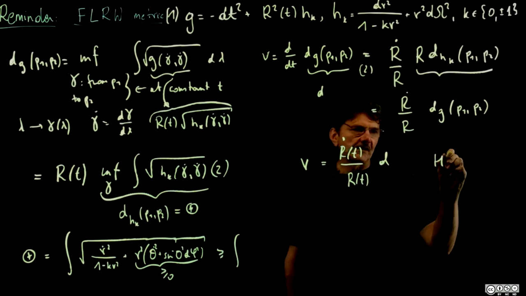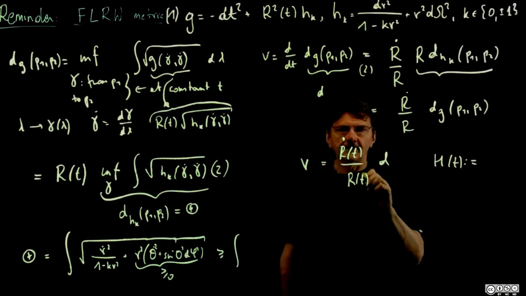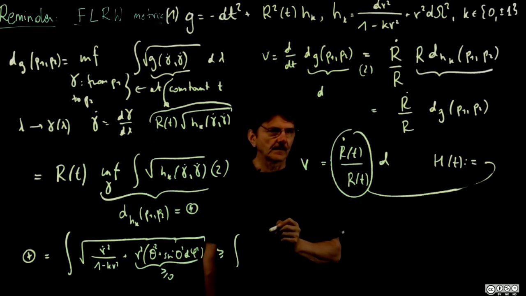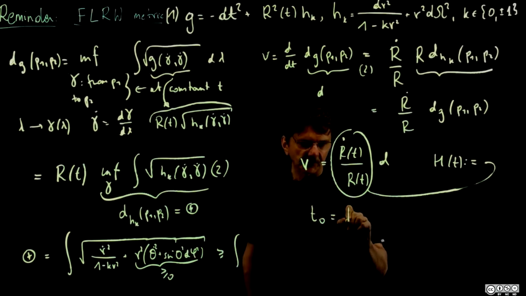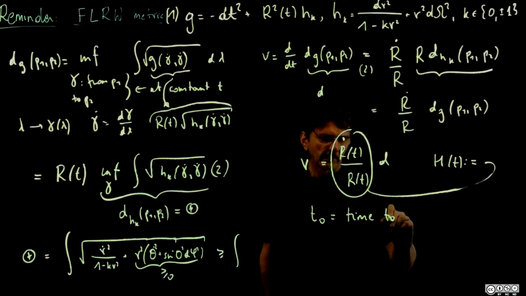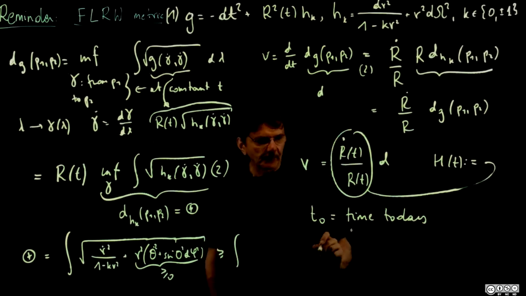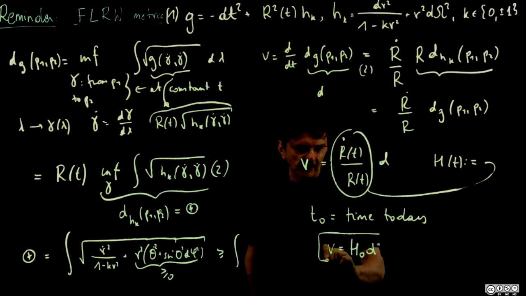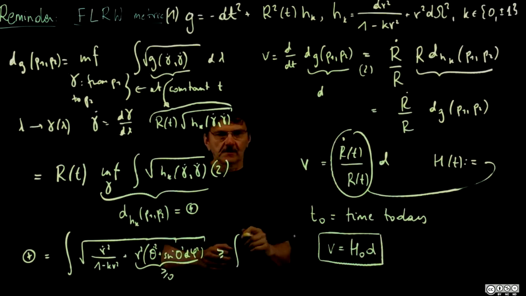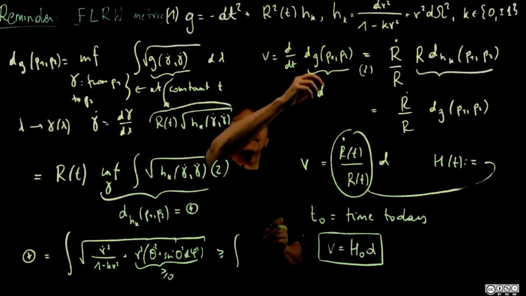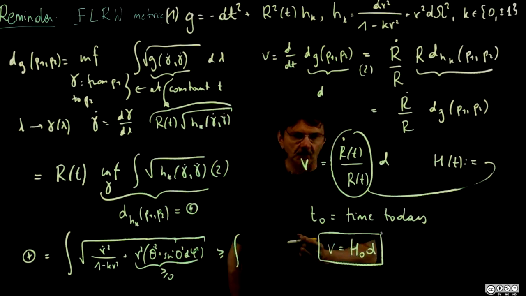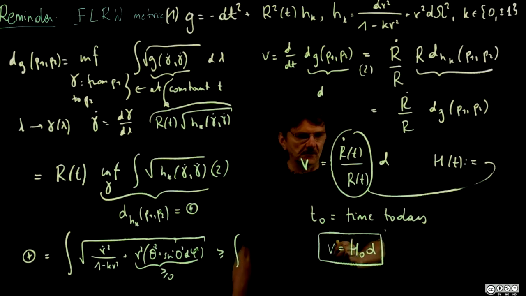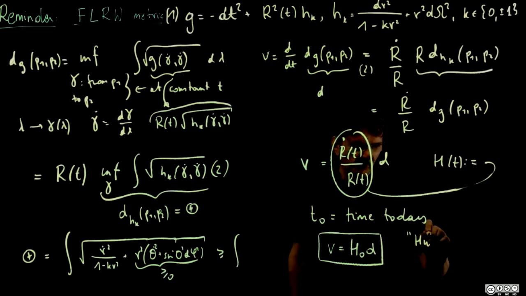So we call this H of T, this function here. And we call T0 the time today. And what we're saying is that V is H0 today, the velocity of an object which is comoving with this cosmological time, is proportional to the physical distance on the level set of the function T, right? So this is the Hubble law.